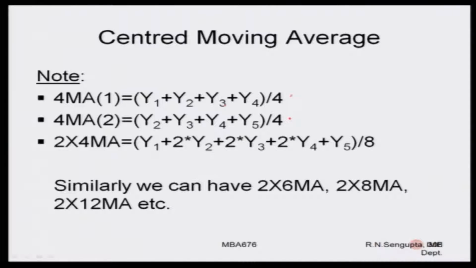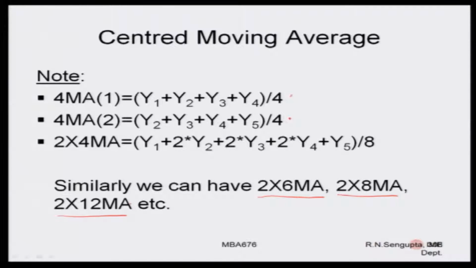The overall probability for y3 and y4 is 2 by 8, which is 1/4, and again at the last end, when you add up y5 for step 2, you divide by 1/8. So, the overall probability is 1/8. Similarly, you can have twice into 6 month moving average, twice into 8 month moving average, twice into 12 month moving average, depending on what you do.